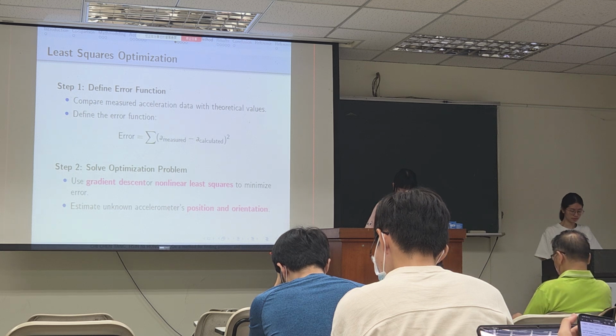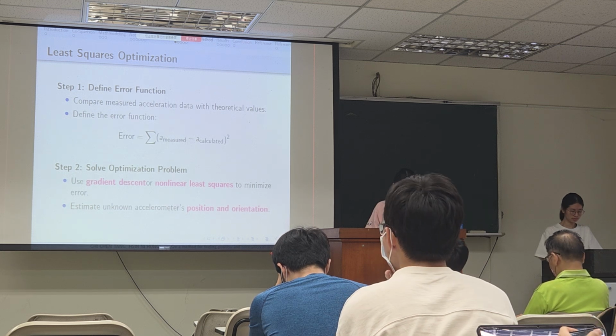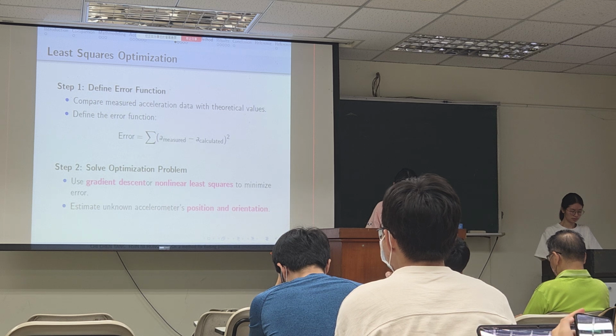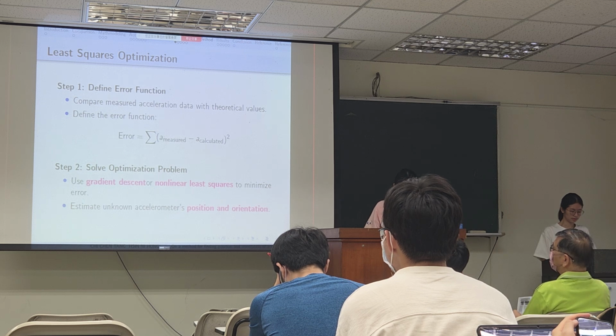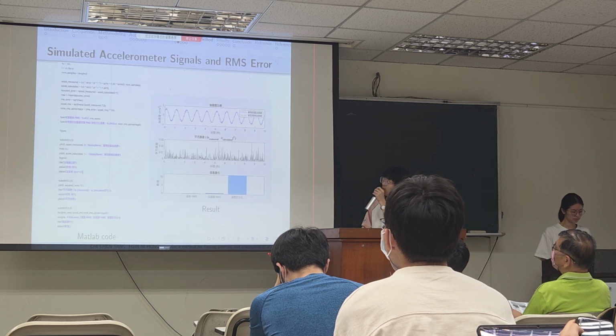Step 2 is to minimize this cost. We use gradient descent or MATLAB's nonlinear least squares solver to find the optimal parameters. The result is the best estimate of the 3D position and orientation of the accelerometer.